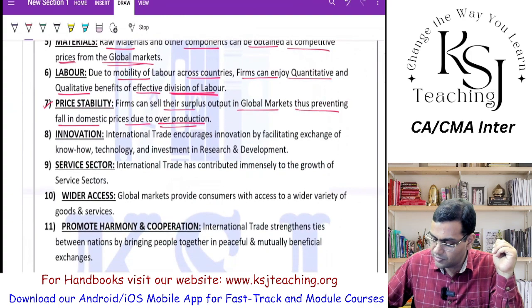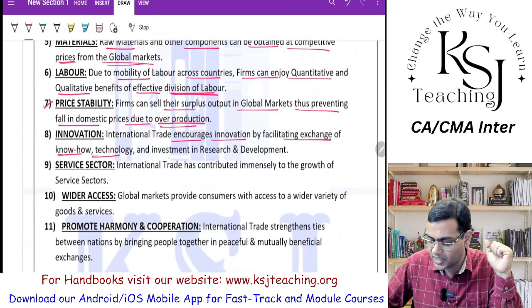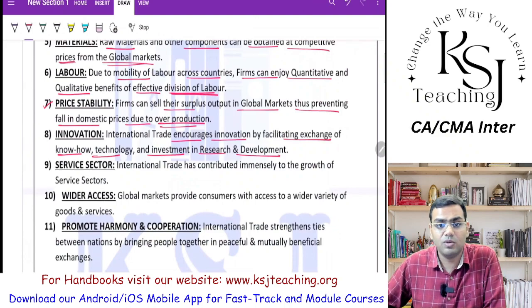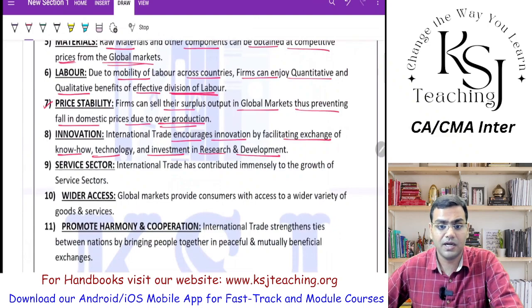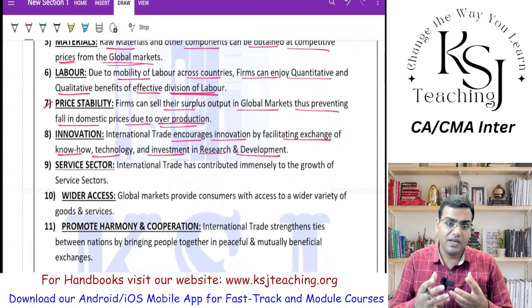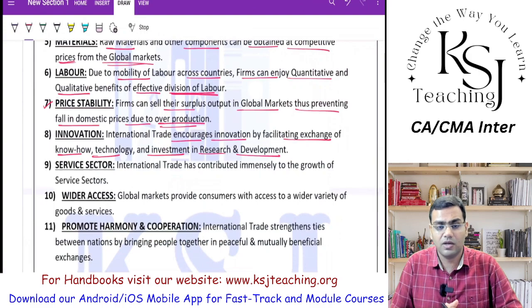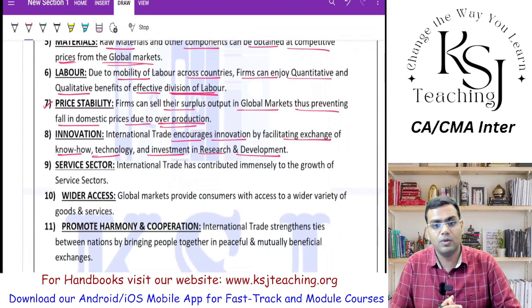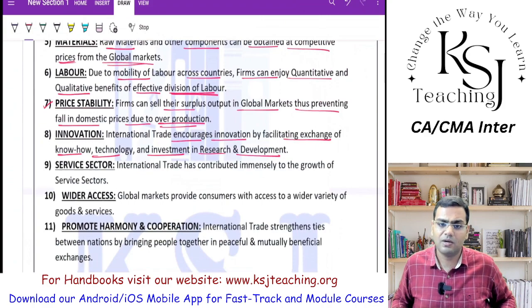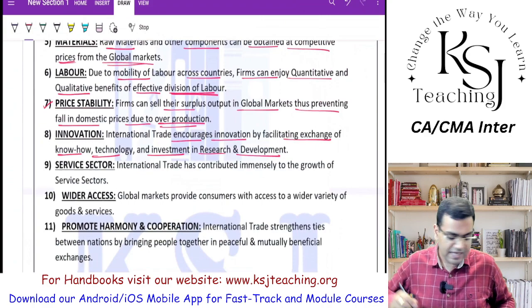Innovation. International trade encourages innovation by facilitating the exchange of know-how, technology, and investment in research and development. That is the example I gave you, that if you want to manufacture a particular product which requires a very skilled person, you ask that person to come from the USA, share their technology, share their know-how, and that is what is actually happening around the globe right now, isn't it?